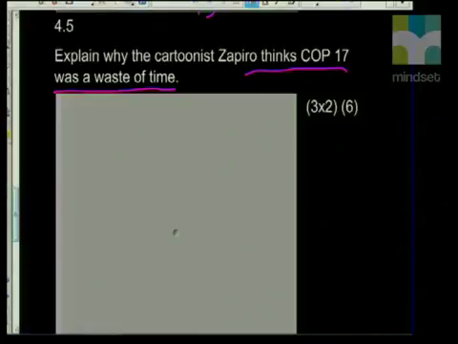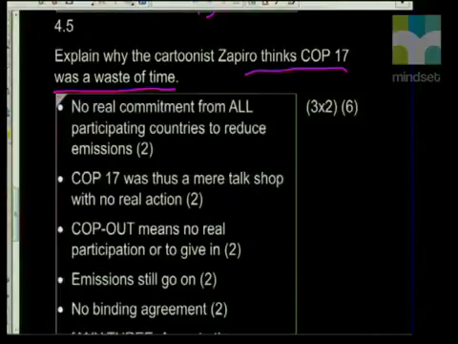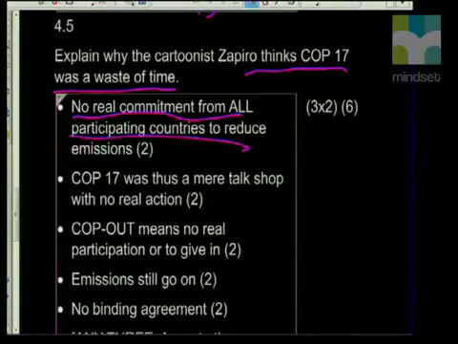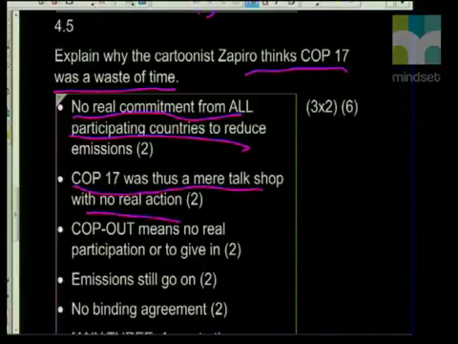Learners, you're noticing that this little question is actually very enjoyable. You should be saying, give me that geography paper, I can't wait for it. It's so exciting. I want to answer it. You understand? So if we look at the answers here, no real commitment. Can you see it? As we discussed, and you know it already. From all countries participating, each looking at their personal gain, especially the developed countries. It's a mere talk shop. That is why it's cop out. Now you're linking the information you learned to the cartoon.